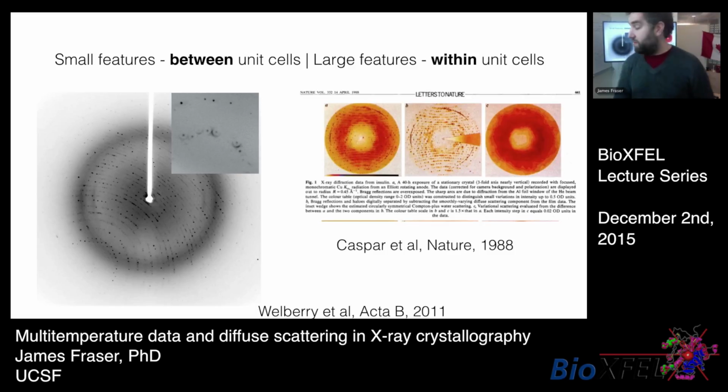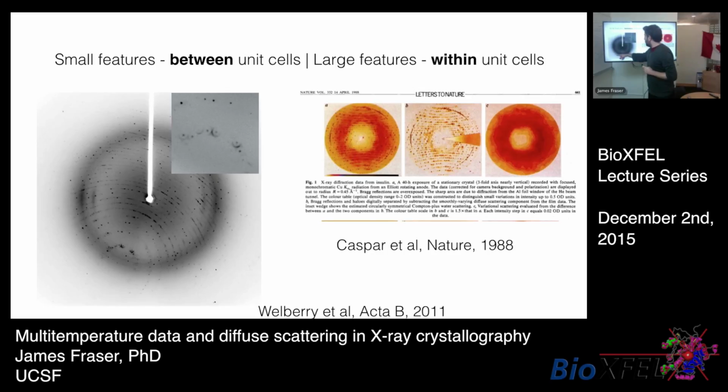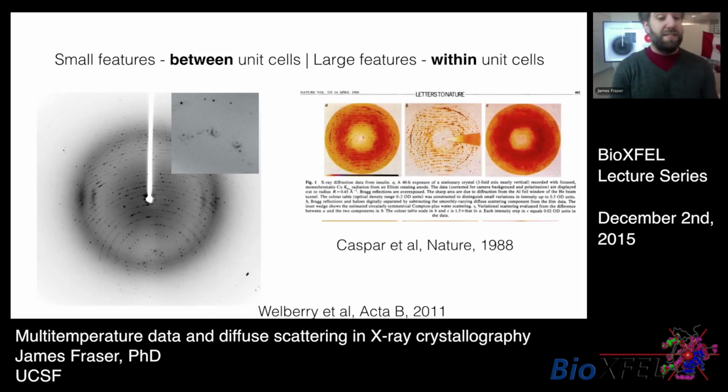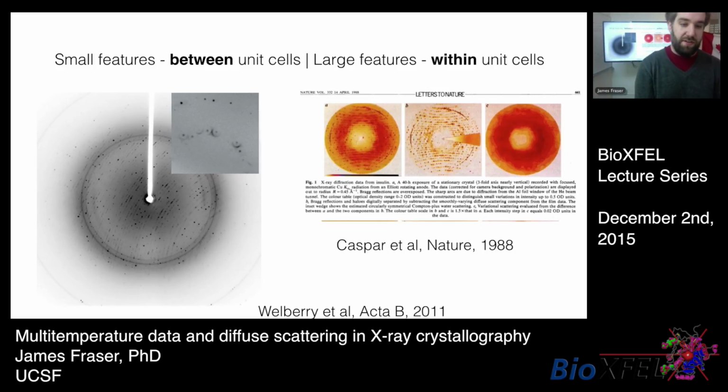And so here I'm showing some diffraction data from Welbury et al., where you get these interesting halos. You can see, hopefully, in the bottom part of the screen here, blown up an example, that are indicative of correlated displacements of different unit cells. Whereas larger features actually result from correlated motions or correlated changes in electron density distributions that occur within unit cells.